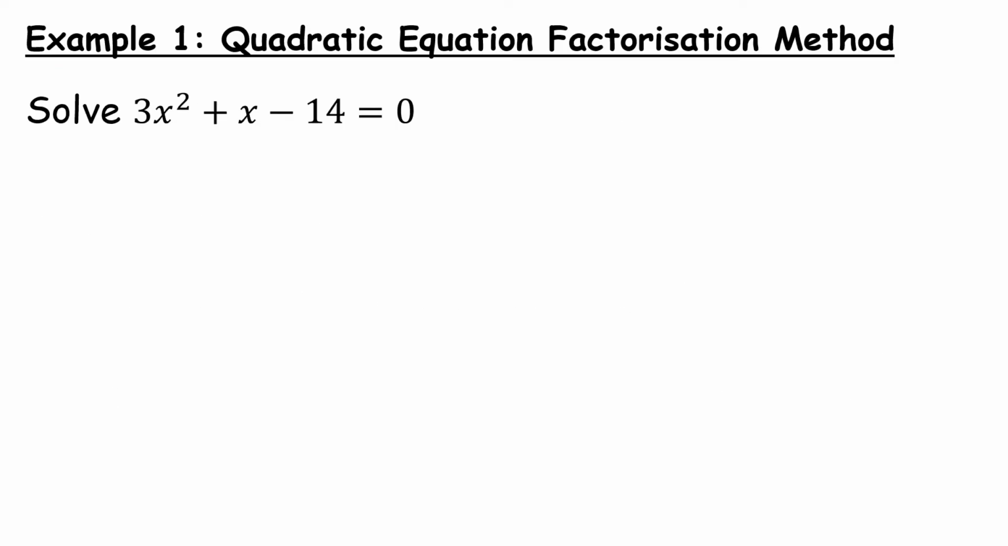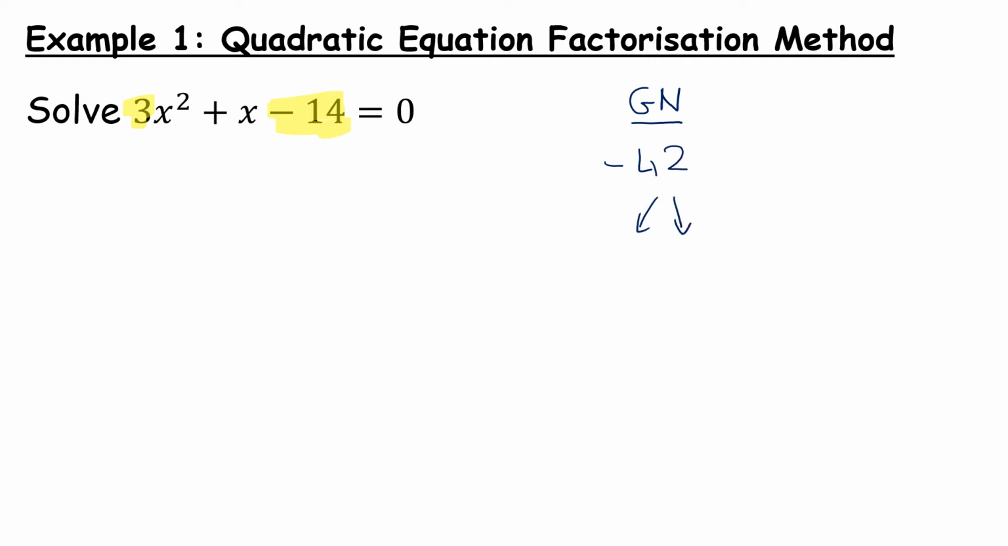Let's start with an example. Solve 3x squared plus x minus 14 equals 0. So we're going to use factorization. I'm going to use the guide number method. So my guide number is the first number multiplied by the last number. And this gives us minus 42. Watch your signs, minus 42.